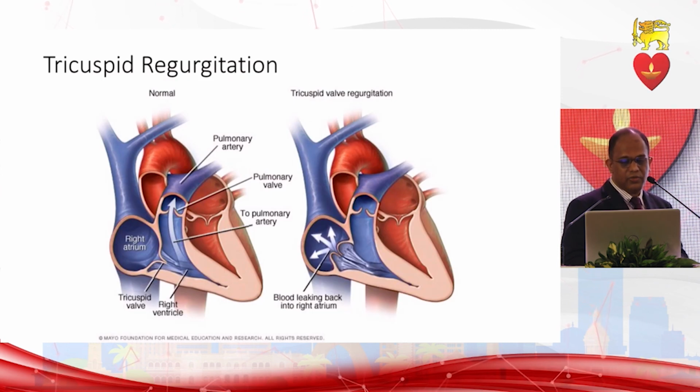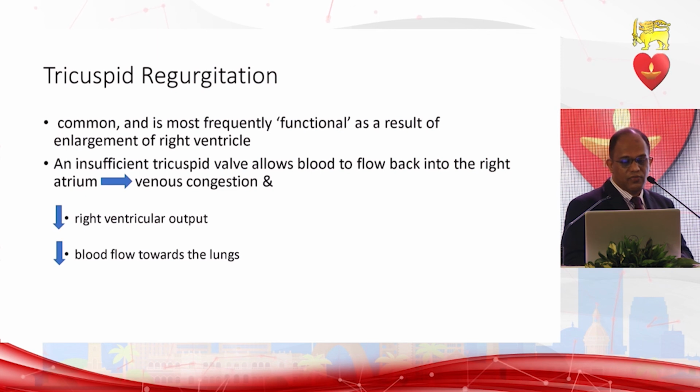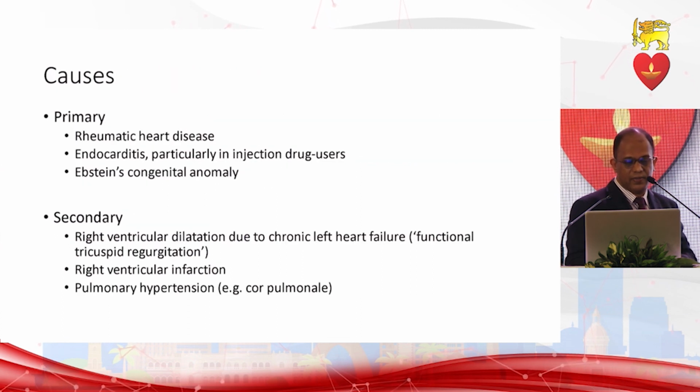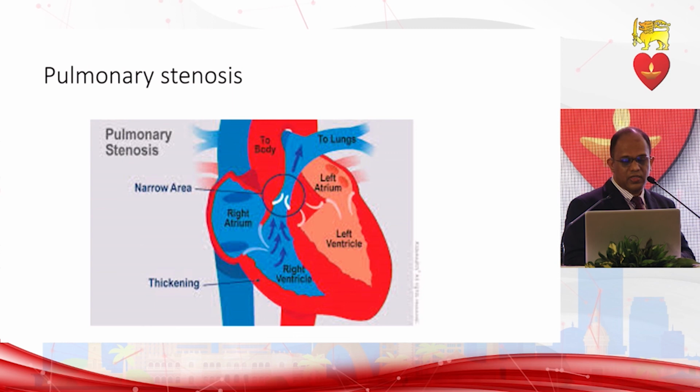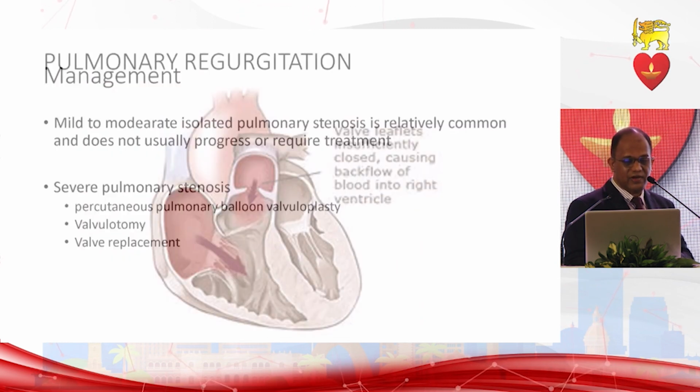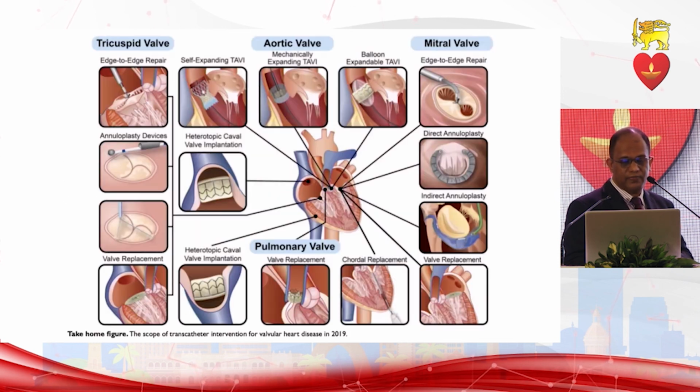Tricuspid regurgitation can be primarily due to a valve problem, and it could be due to problems in the right heart pathology as well. At the end, severe tricuspid regurgitation causes pulmonary hypertension and features of right heart failure. When it comes to management, we can offer medical management, valve repair, and replacement. Pulmonary stenosis is rare. Usually it's congenital, so balloon dilatation and valve replacement are the modes of treatment.